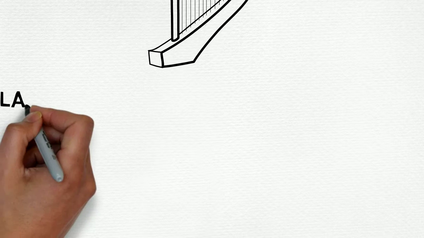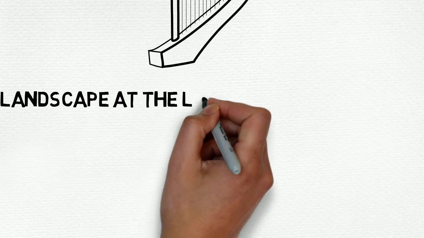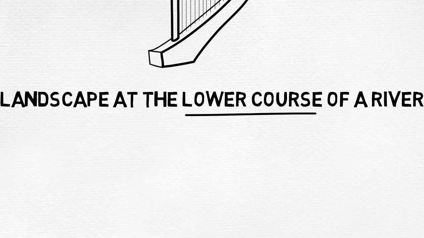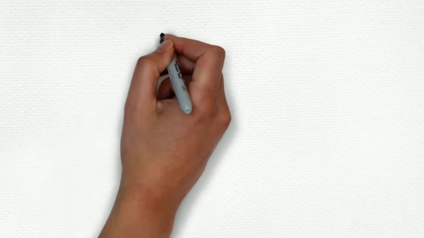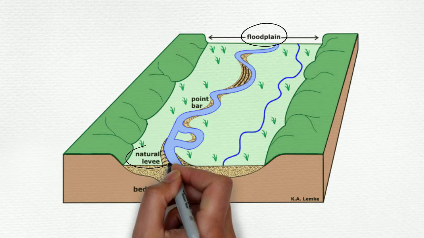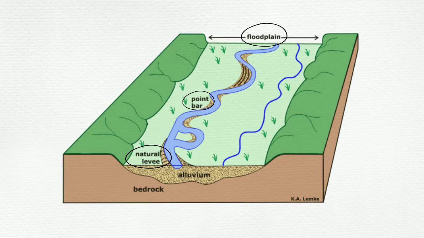Hello again. Today we're going to move on to the different types of landscapes found at the lower course of the river. Let's list them. They are floodplains, levees, and point bars.